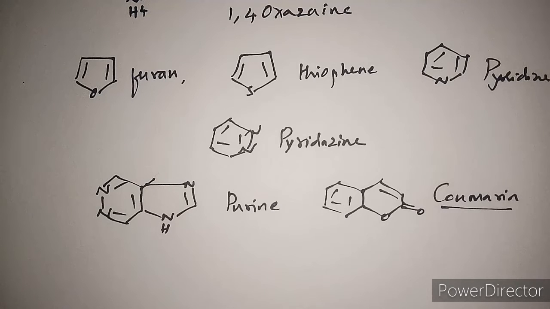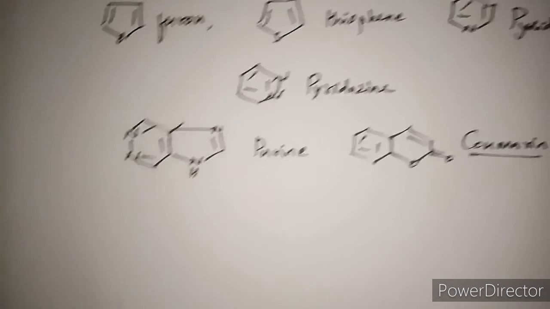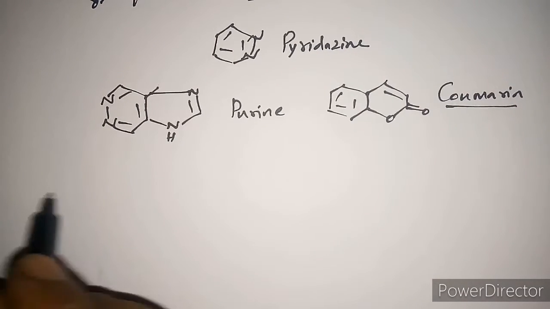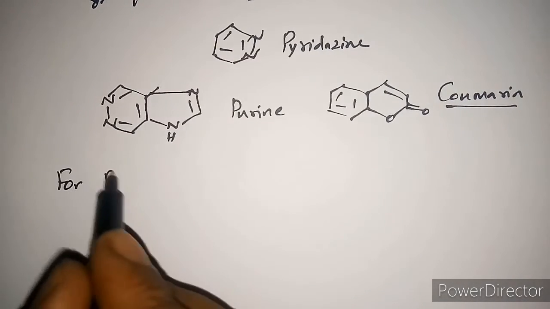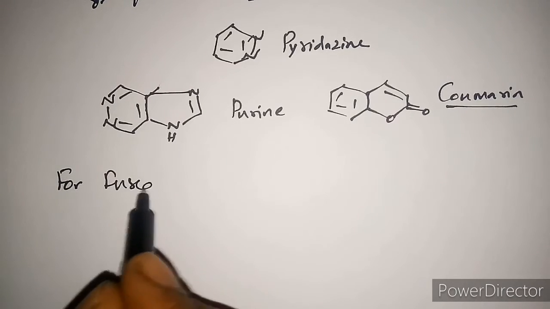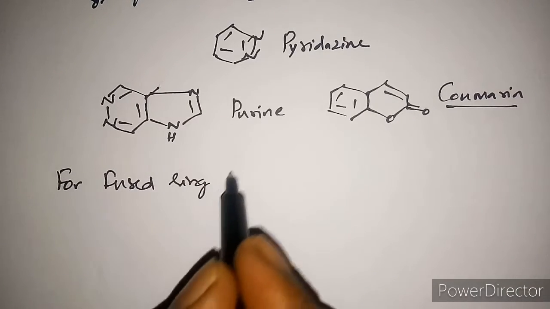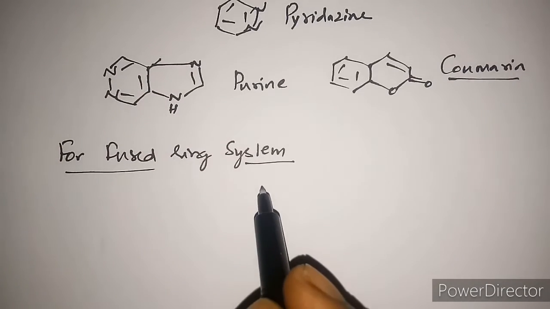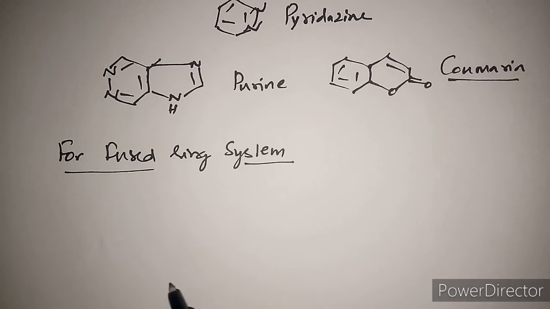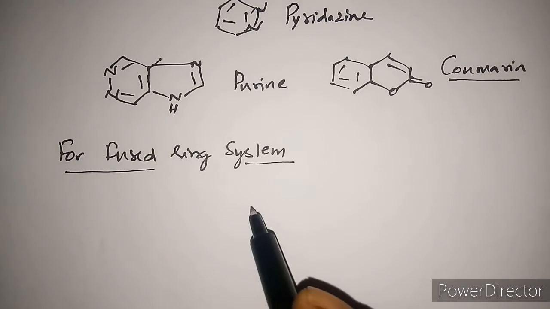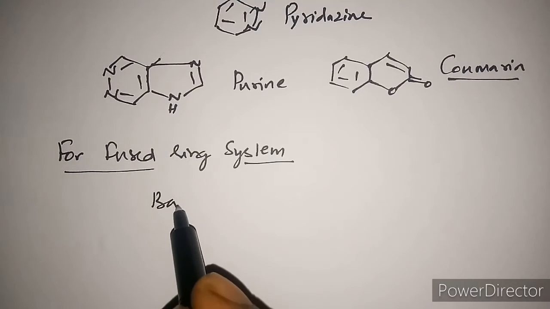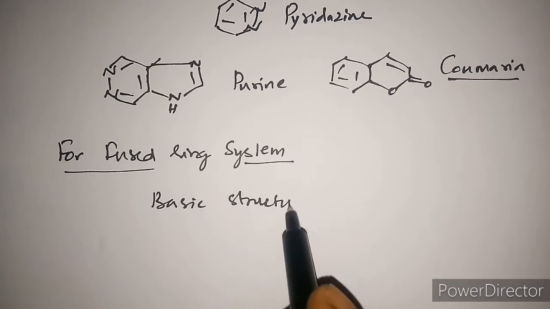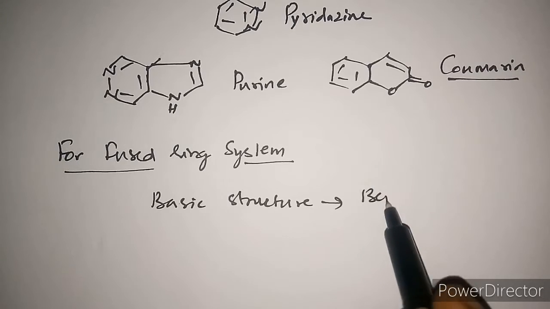Another system of nomenclature that we have is for fused ring systems. For the nomenclature of a fused ring system, first we need to use the basic structure to which it is fused. For example, if it is fused to benzene, we call it benzo.